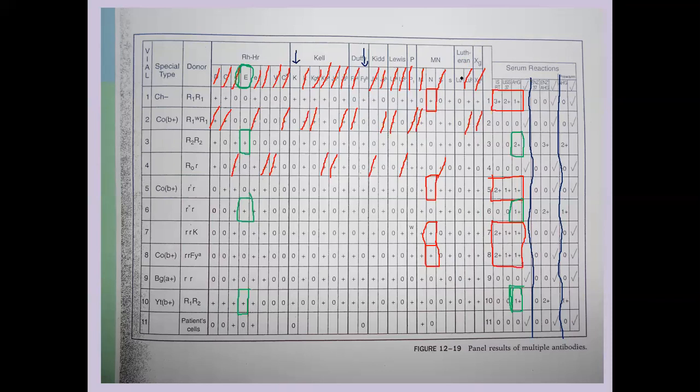And then lastly, we do have one more left, LUA. And so what can we say about LUA? It's a low frequency antigen and it is not represented on this panel. So LUA can't be excluded. That's what we say. It can't be excluded because it's not represented on the panel. Okay?